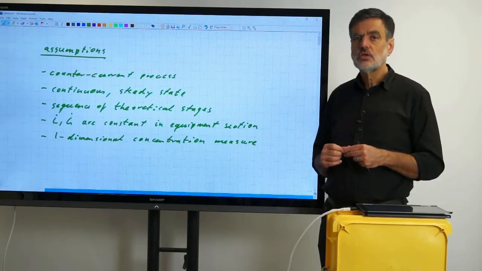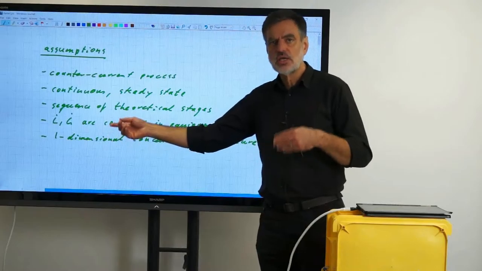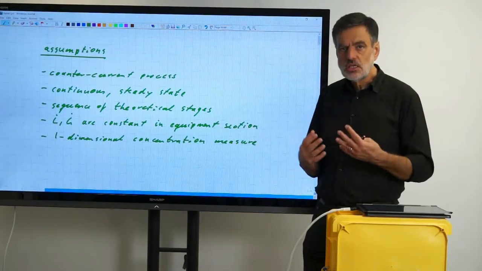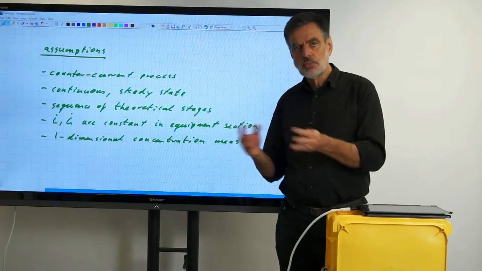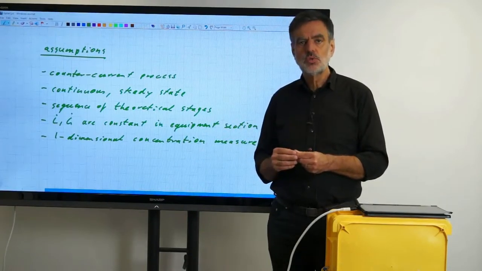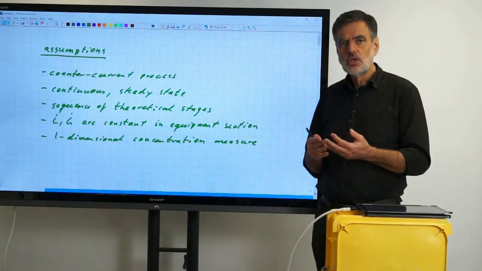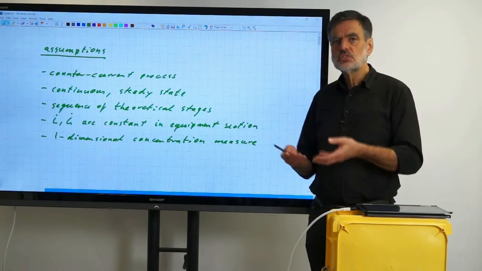So you really have to look, what are your systems looking like? What are the conditions there? How does the density change, for example? If the composition changes, that leads to possibly statements about if the L dot and G dot are constant, under which boundary conditions, and the concentration measure has to be chosen consistently.